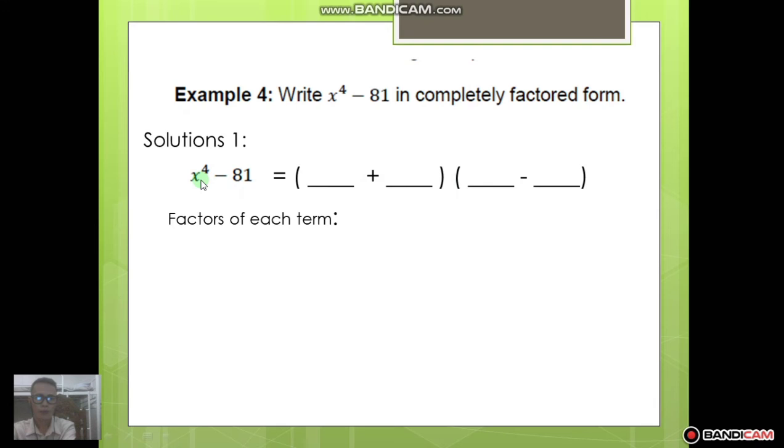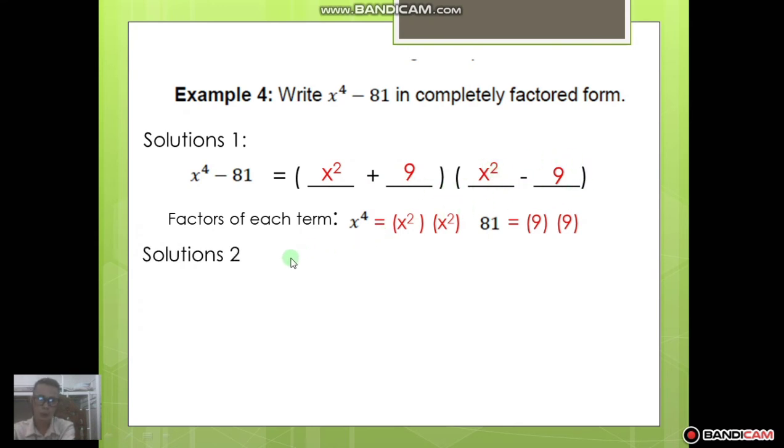Factors of the first term, we have x raised to 4. The factors are x squared multiplied by itself. This is now the first term of the binomials. Then factors of 81, we have 9 multiplied by itself. This is now the second term of the binomials. Guys, you have noticed here that this factor is actually the difference of two squares. So we can still factor this out, except this one, because the operation is addition. So this is now fixed. We need to work out this factor.